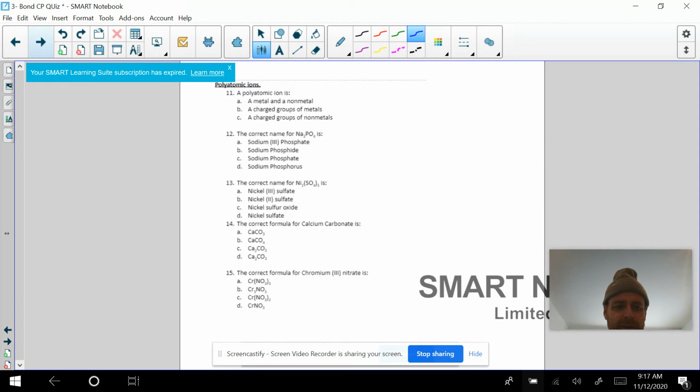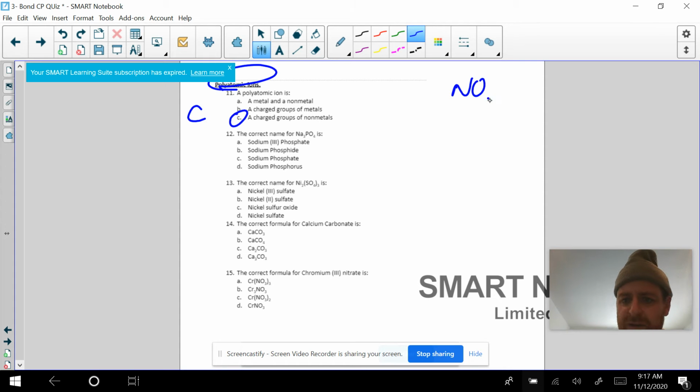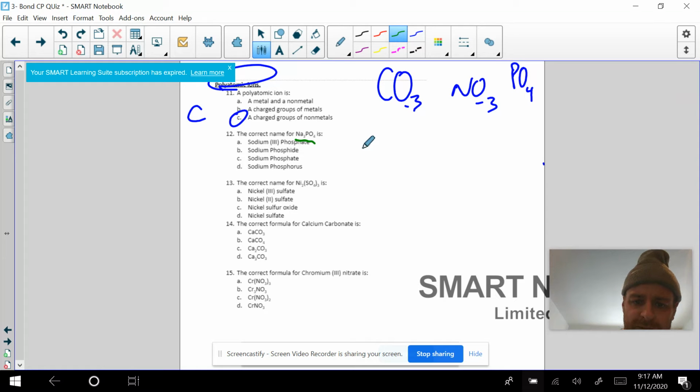Okay, then the last page, what we learned yesterday: polyatomic ions. Polyatomic groups of nonmetals. There can be nitrogen and oxygen. It can be carbon and oxygen, but they're always capital letters. It could be phosphorus and oxygen. They're always new capitals. So we're just going to write it out like we do.